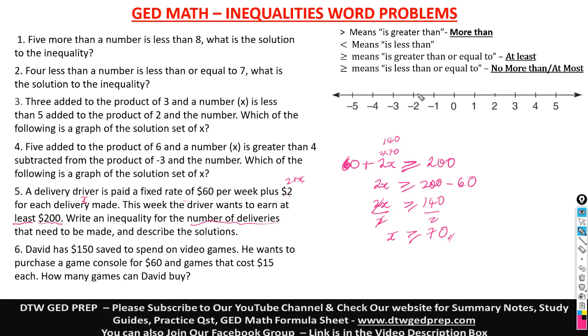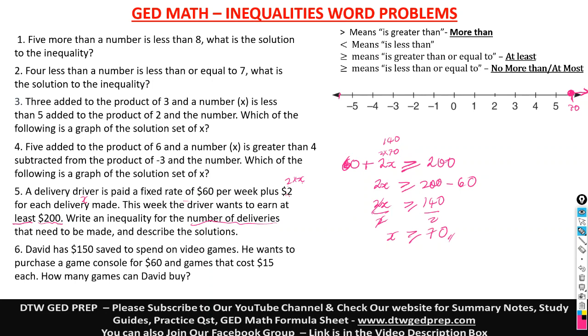How do we shade this on the number line? Let's say 70 is somewhere here. Okay, so we draw here. We have to shade this, and our number line will go to the right. Okay, so it will go to the right. So this is the way we are going to graph this. All right, so this is the answer to number 5.